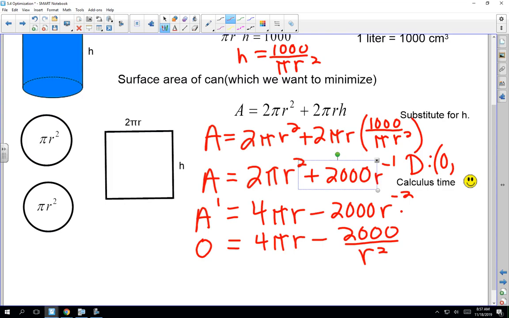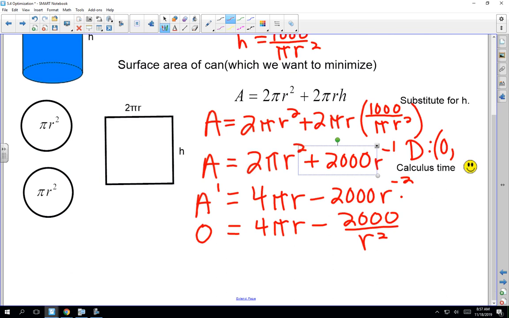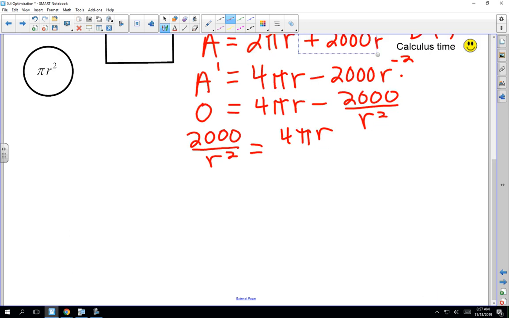All right, let's go ahead and finish this and solve for R, and then we'll have an idea of where we're landing here. So if I flop this one over here, 2,000 over R squared equals 4 pi R. Let's solve for R, and then we'll go back to our graph and think about that some more.